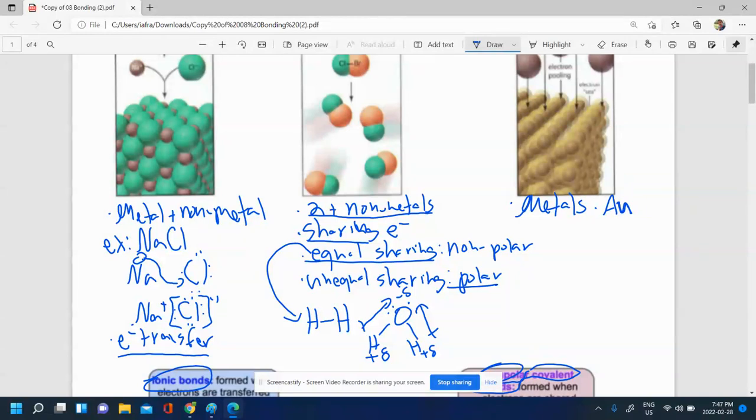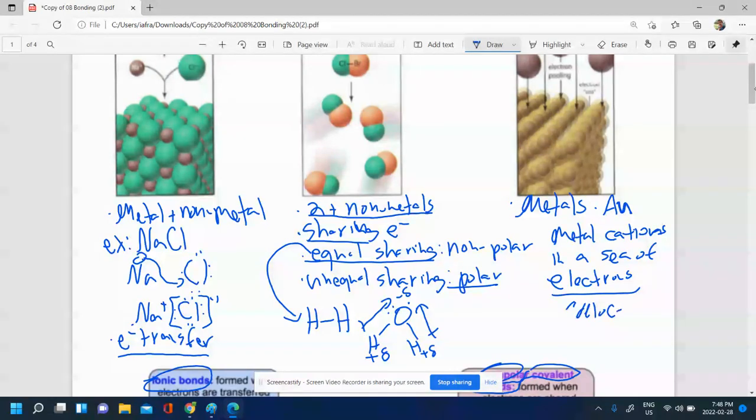And what that is essentially, we say it's a sea of metal, or we say rather, it's metal cations in a sea of electrons. And these electrons are said to be delocalized.